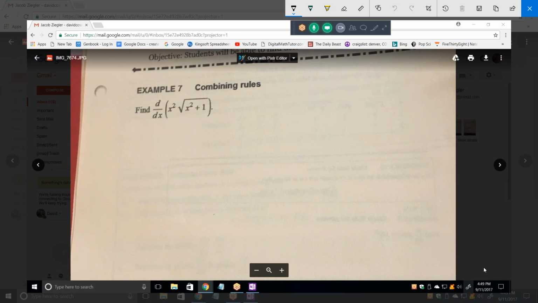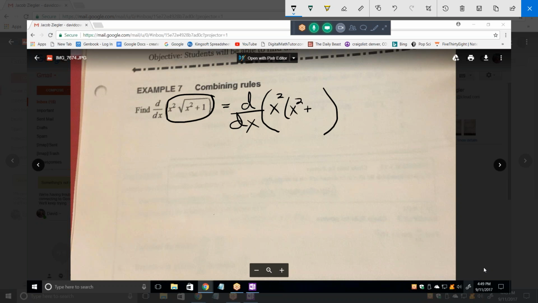All right. So first thing we see here, let's rewrite it without the radical sign. And this is another way to write it. In other words, I'm taking the derivative of that function with respect to x. But let's write that function properly. x squared times what? In parentheses, x squared plus 1 to the half power.